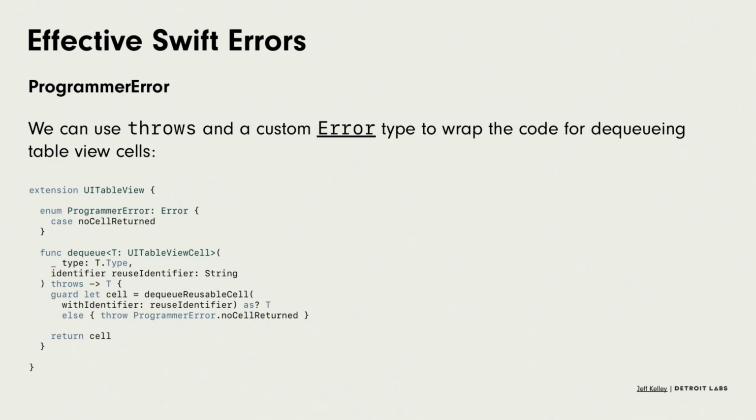So I have this method here on UI table view that will dequeue based on some generic table view type with some reuse identifier. And all it's going to do is ask the table view to dequeue and then double check that it's the right type. And if it's not, it's going to throw that error. And if it is, it'll just return it. Cool.